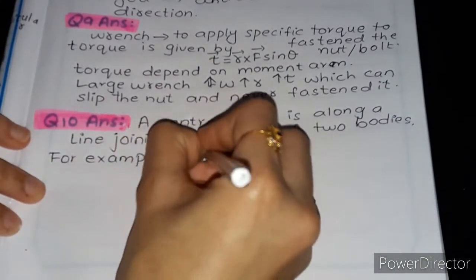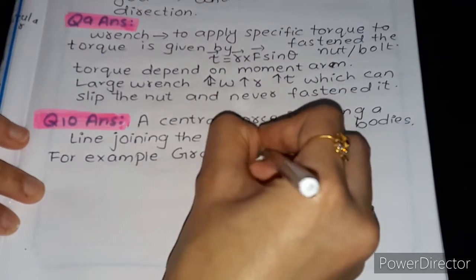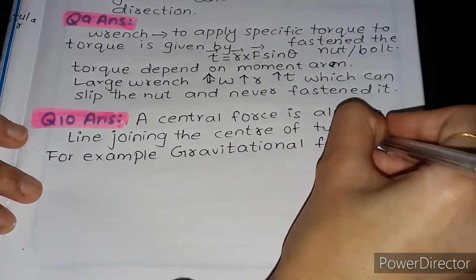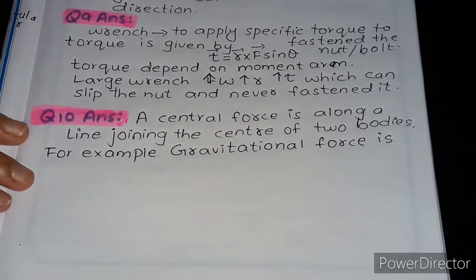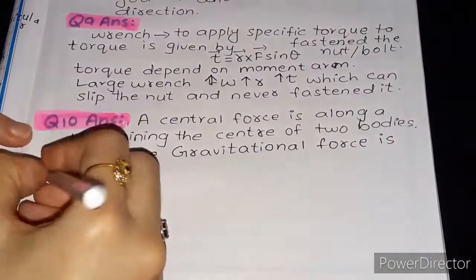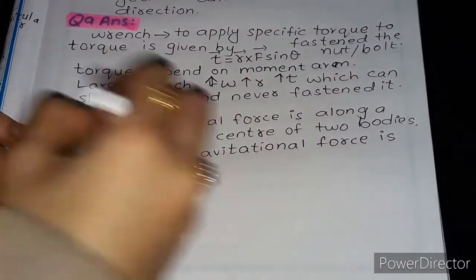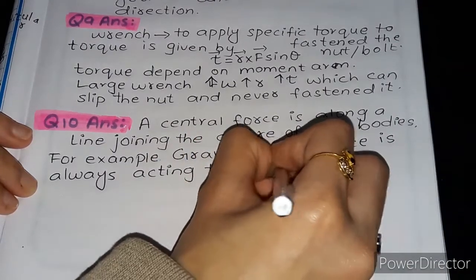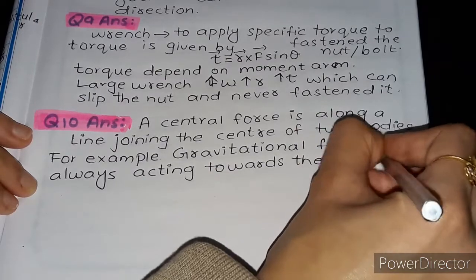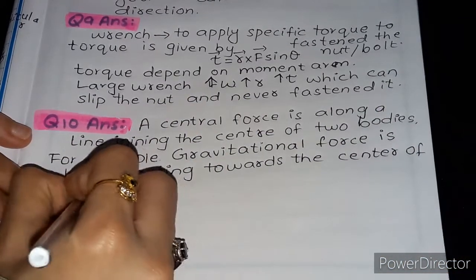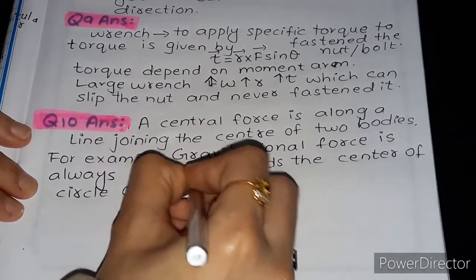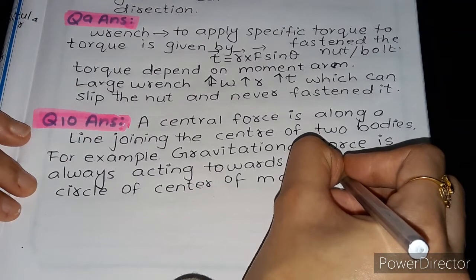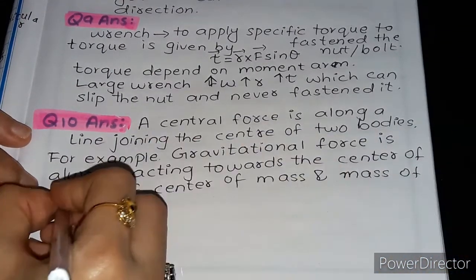gravitational force is always acting towards the center of the circle, the center of mass of the satellite.